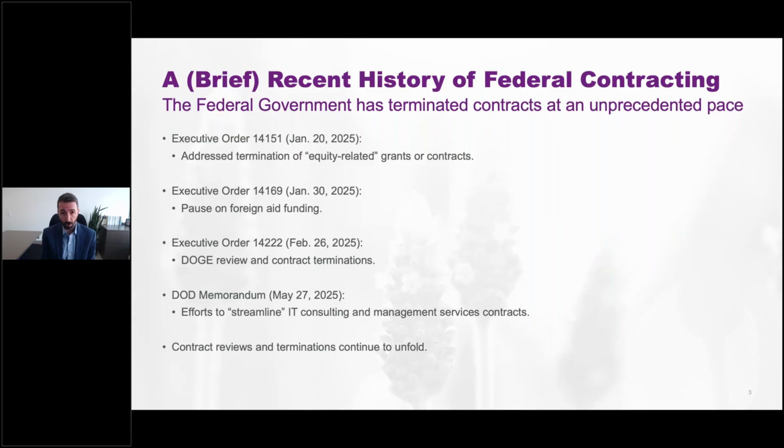So, I won't go into the news that I'm sure everybody has read about, say, the DOGE review process that the government kicked off. But the bottom line is that the government's been taking a hard look at contracts and has been issuing terminations. And so companies have been finding themselves faced with the questions of how do you handle a contract termination, companies that would not have expected themselves to be in that situation.